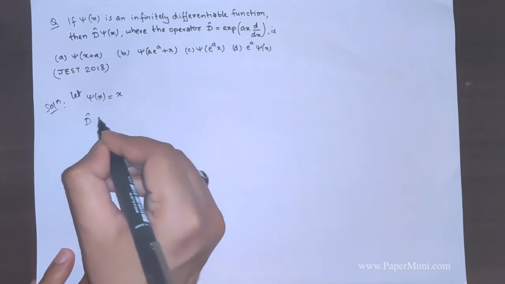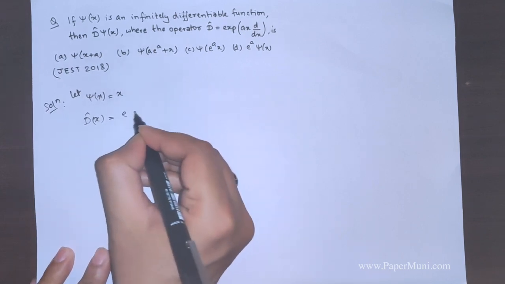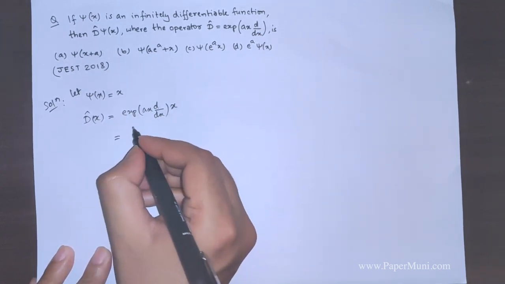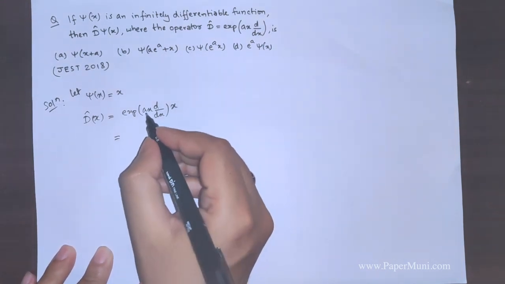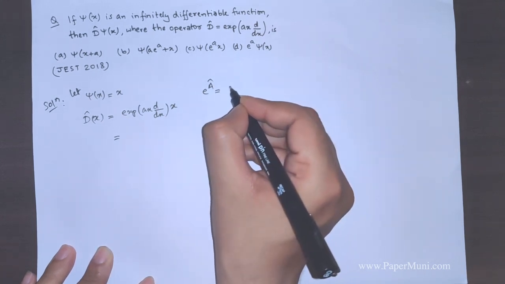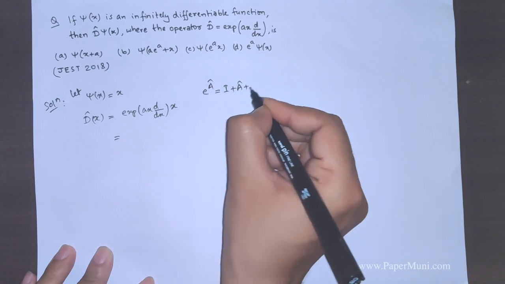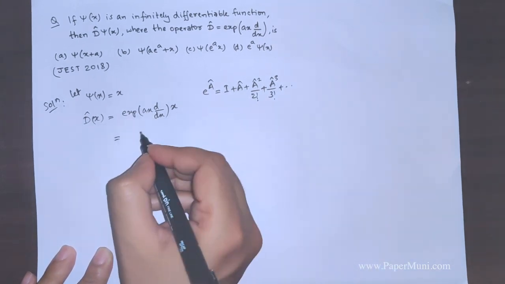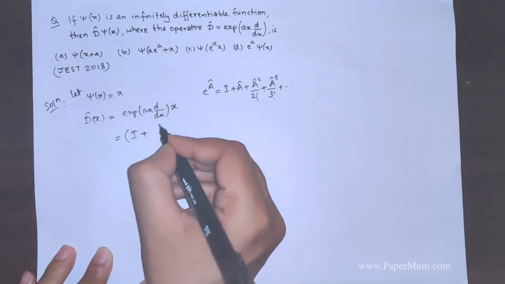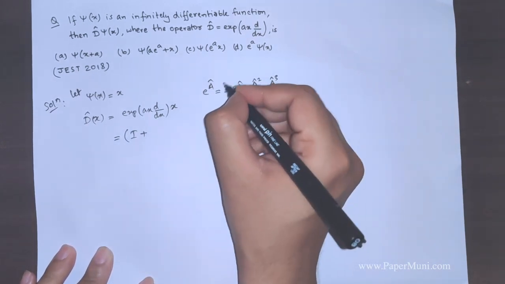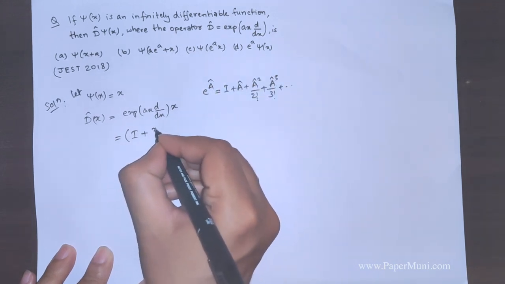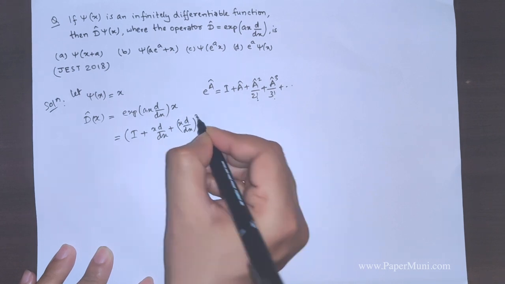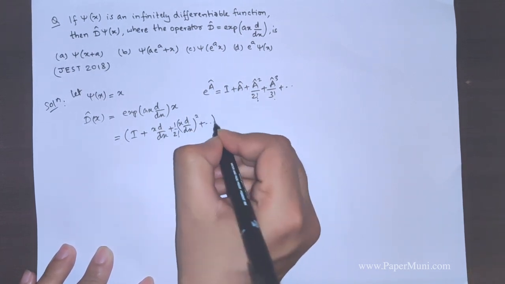So if you operate this thing on x, this gives you the exponential of x d/dx acting on x. Now this exponential can be written as, I had not discussed this in the properties, that e to the A can be written as identity plus A plus A squared by 2 factorial plus A cubed by 3 factorial and so on. So this is the effect of this. The identity is simply 1 in this case. So this will be x plus x d/dx, plus x d/dx whole square by 2 factorial, acting on x.